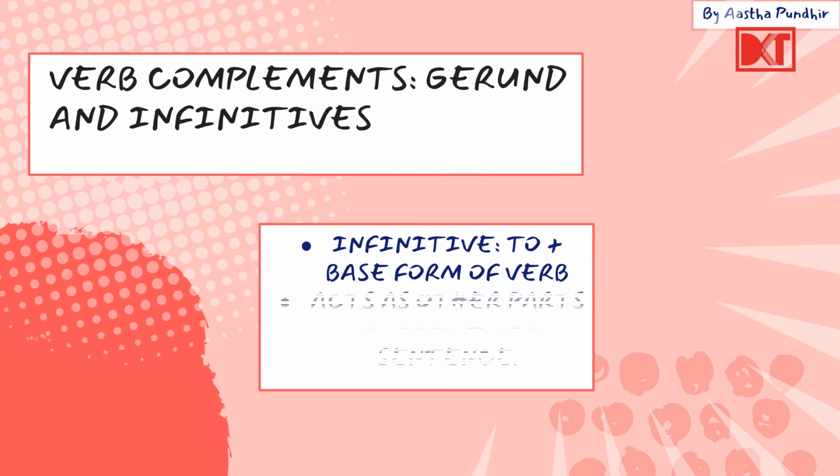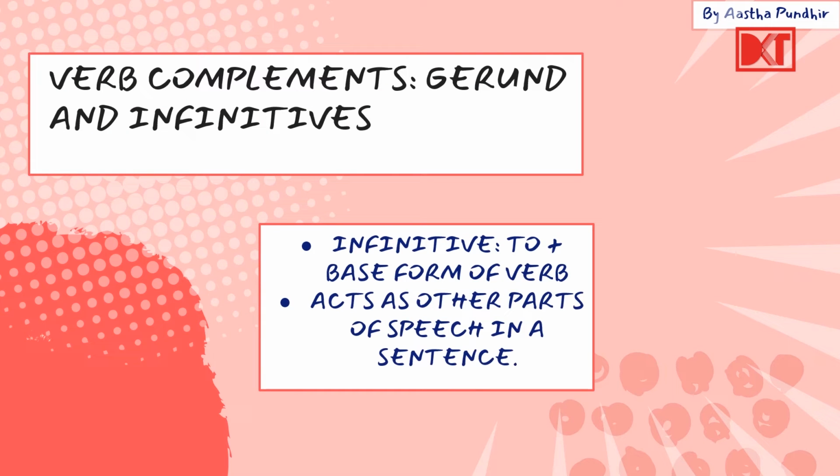Okay, so here we have infinitive. Now how an infinitive is formed is to plus the base form of the verb, which is the V1 form. Alright, the V1 form plus to. To plus the V1 form. And they act as other parts of speech in a sentence. Let's see how.